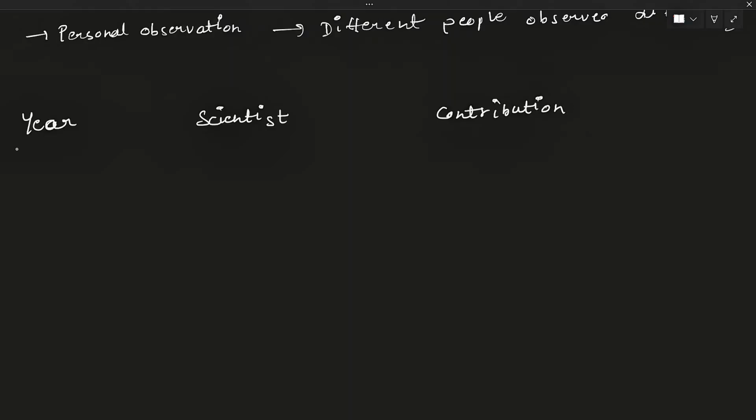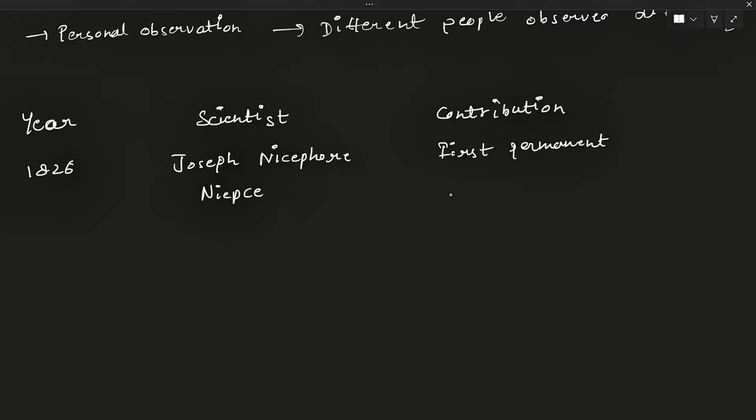So in the year 1826, scientist name Joseph Nicéphore Niépce. The contribution is the first permanent photograph.